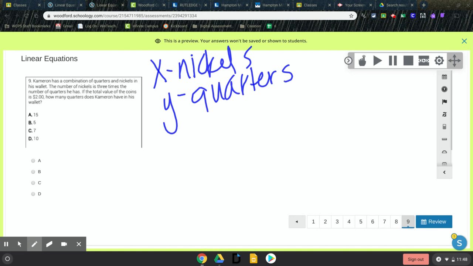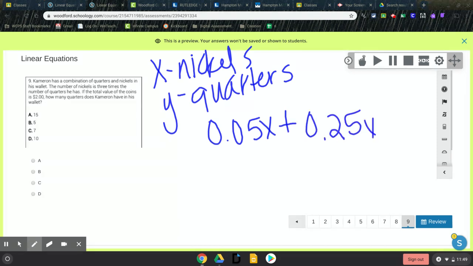Then we have to write our two equations. So this is a system of equations, so you're gonna have two of them. Your first equation says they have a combination of quarters and nickels, and the total value of those coins is $2. So since nickels is represented by x, we're gonna make that coefficient 0.05. So 0.05x plus 0.25y, because quarters are y and they're represented by 0.25. Equals $2. So that's our first equation.